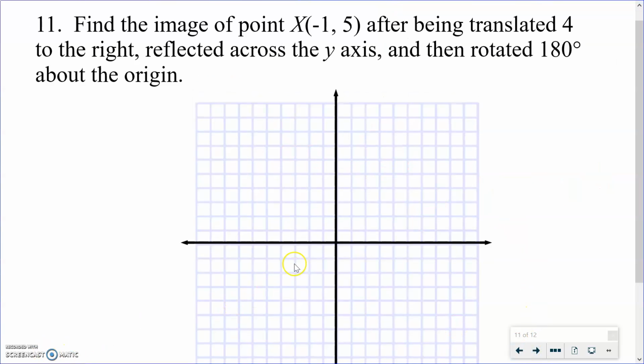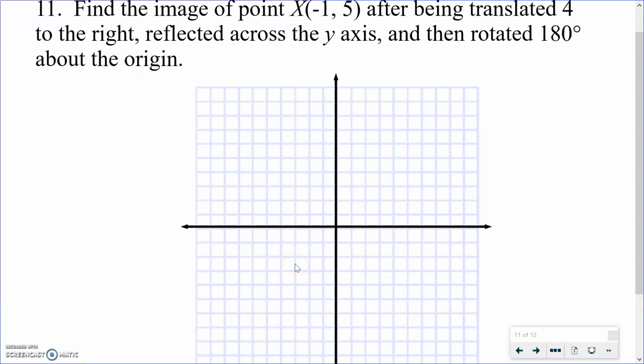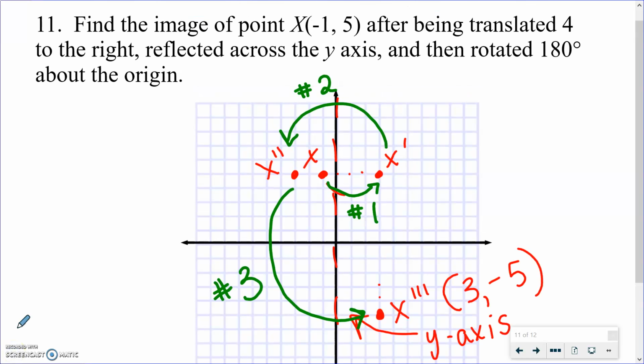Okay, I would like you to try this one, pause your screen, and then I will have the answer up in a moment. Okay, so this is what your graph should look like after you've translated, reflected, and then rotated 180 degrees. And x triple prime should be at 3, negative 5.